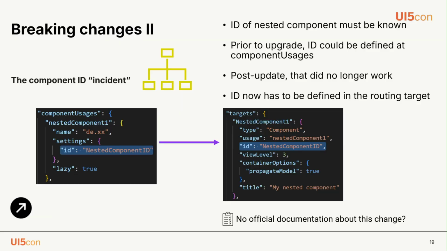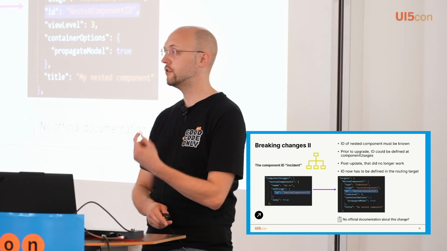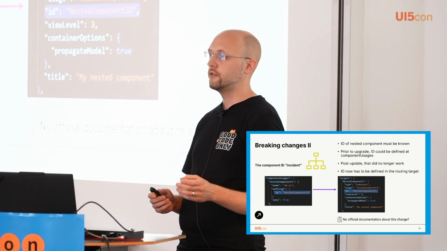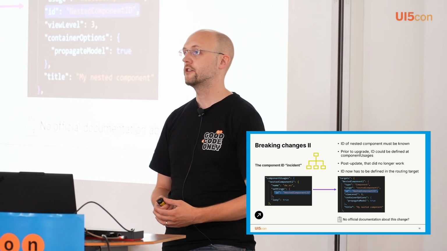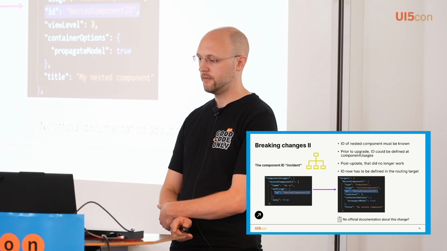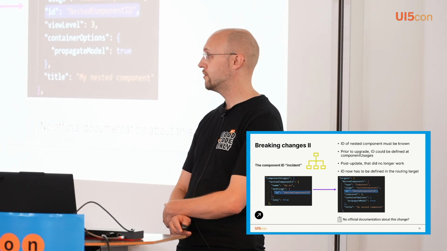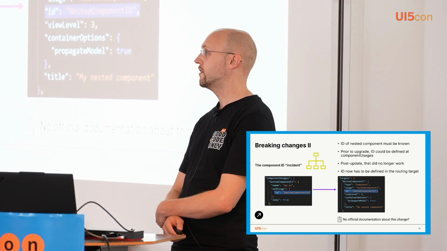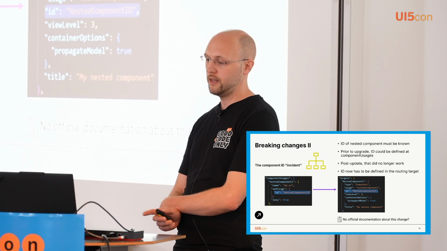Now, another breaking change. This is what I like to call the component ID incident. Because what you need to know about our application and our nested components is that most of these nested or embedded components will be assigned a stable ID, and we need to know the stable ID at runtime for some functionality. Prior to the upgrade, we could define this ID at the component usages section in the manifest. Post-update, that no longer worked, and another part where our application was broken was discovered. This actually took some detective work to find the new place where the ID should be defined. And finally, we found the place: it's the target in the routing configuration, where the ID should now live.